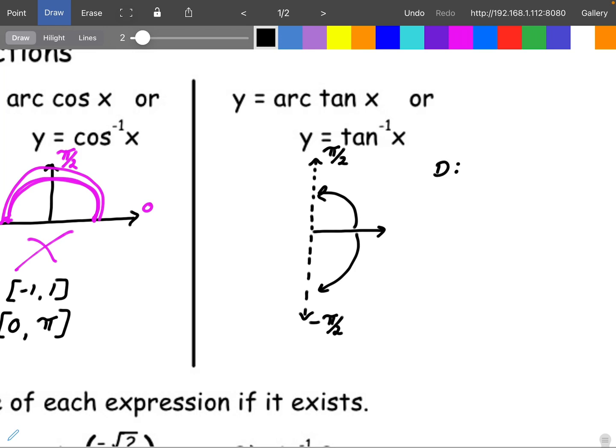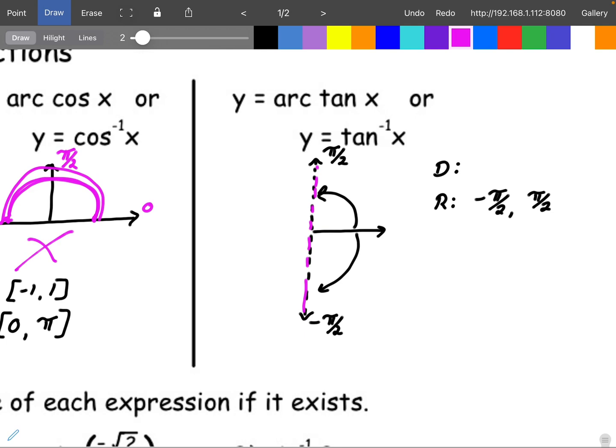My domain, though, so think about this one carefully. My domain for inverse is going to be related to the range of the original tangent. And my range for the inverse is going to be that -pi/2 to +pi/2.